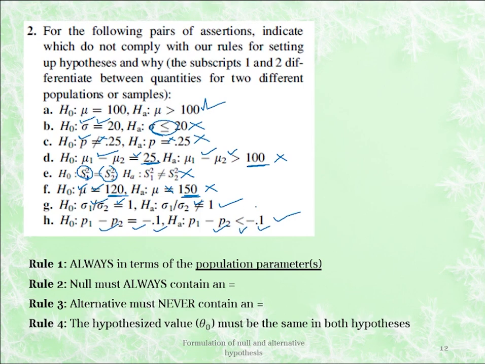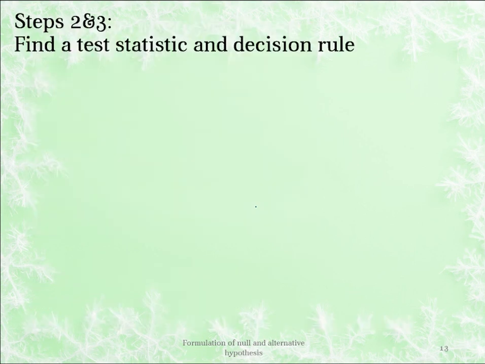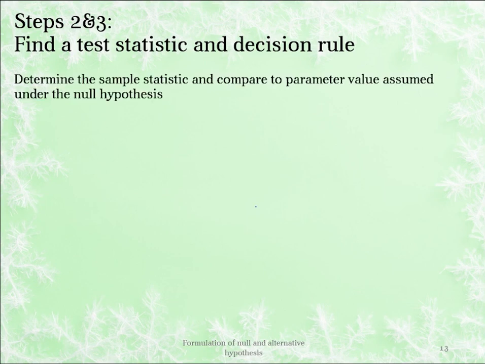So it's really important that you can define these correctly, otherwise you are going to run into big problems later on. Now, our next steps will be to find our test statistic, decide on one, and decide on a decision rule. So to determine this, we find the sample statistic first, and we need to know the distribution of the sample statistic in order to do the test, and then we will compare that to a value assumed under the null hypothesis.